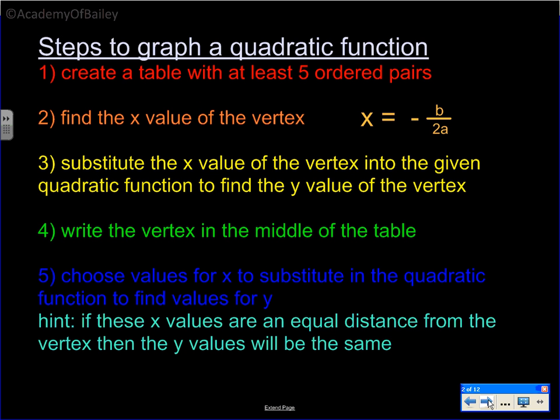There are 5 steps to graph a quadratic function. I believe if you graph enough quadratic functions, you will just remember those 5 steps in your head. Step number 2 is the only thing that I'm asking you to really memorize. The rest of it you can keep in your notes and check back to refer to that. But step number 2, to find the x value of the vertex, I want you to get that formula memorized: x equals negative b over 2a.